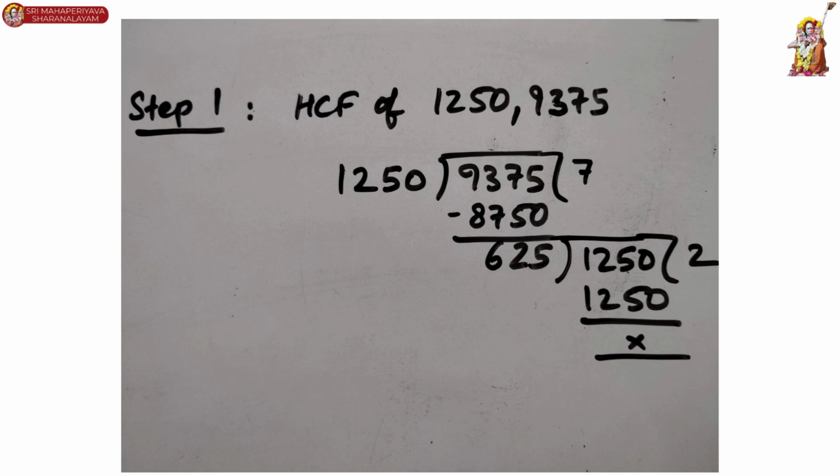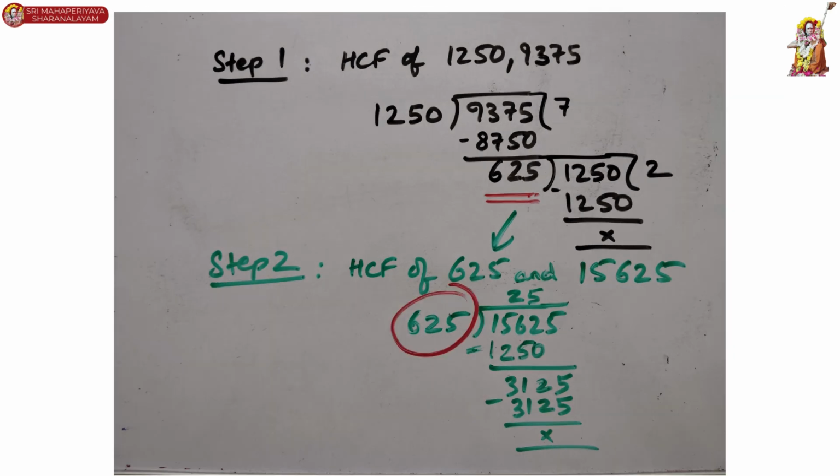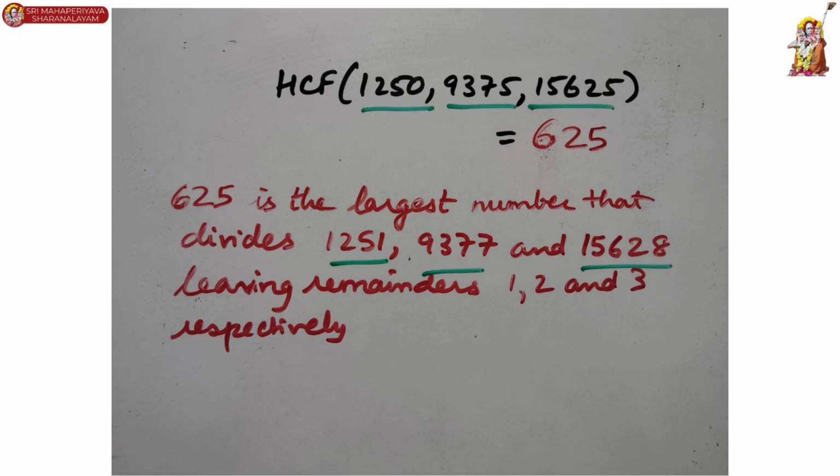The second step is the HCF of 625 and 15625 is 625. So the result is the HCF of 1250, 9375 and 15625 is 625. This is the largest number that divides 1251, 9377, 15628, leaving remainders 1, 2 and 3 respectively.